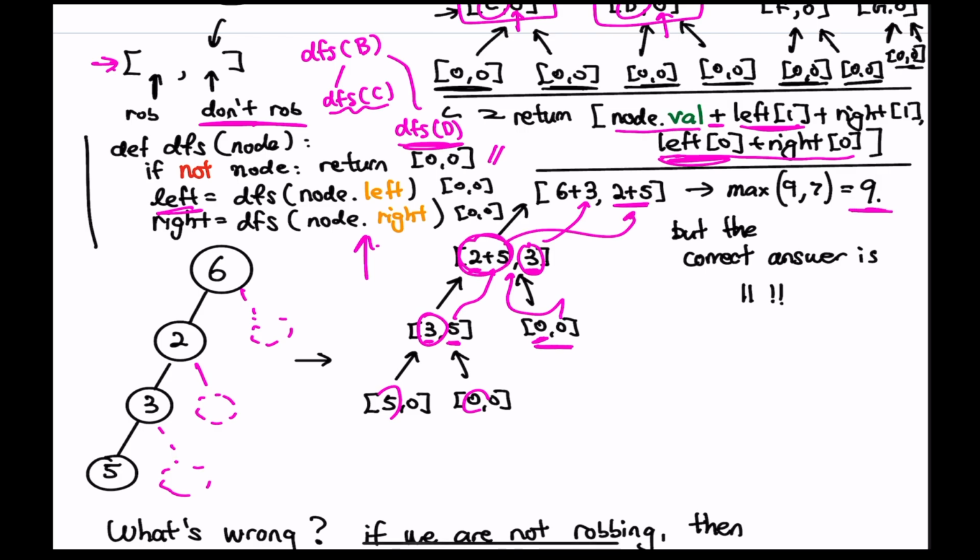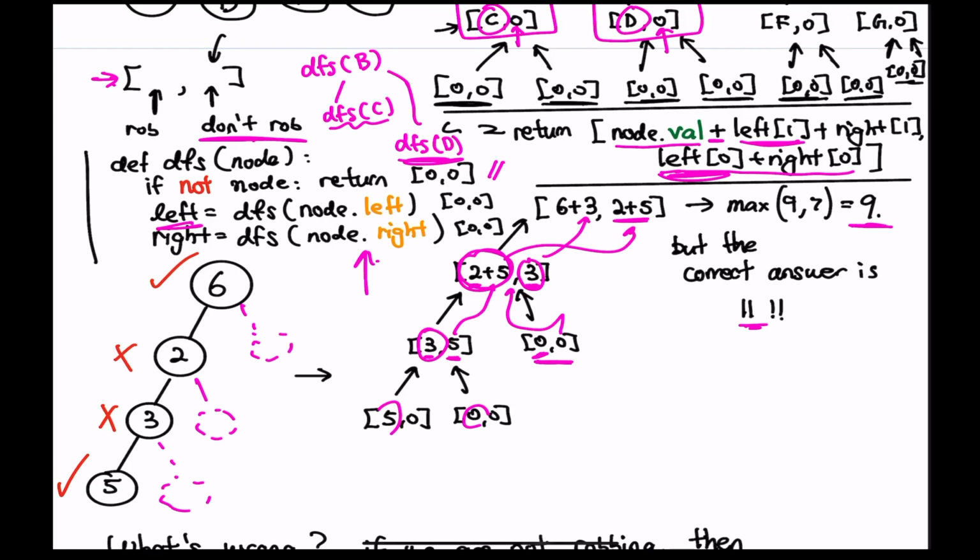But actually, our answer should be what? 11, right? Why is that? You can pick this one and pick this one. There is no rule that says if you pick this one, you must pick this one, and so on. You can actually pick this one, skip this, skip this, and pick this one. So we have 11, but according to this approach, we get 9.